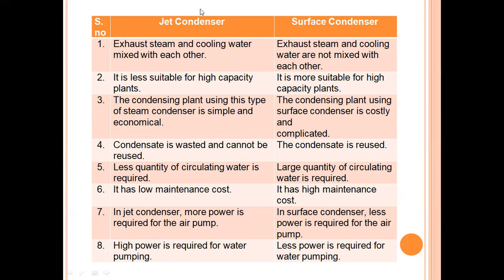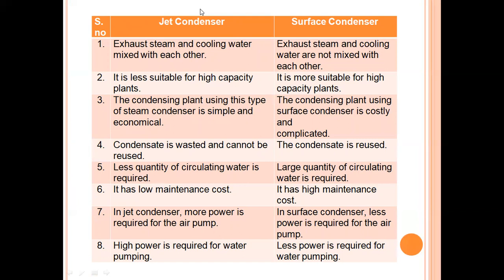In a surface condenser, the condensate is reused. Less quantity of circulating water is required in a jet condenser. A large quantity of circulating water is required in a surface condenser. The jet condenser has low maintenance cost. The surface condenser has high maintenance cost.